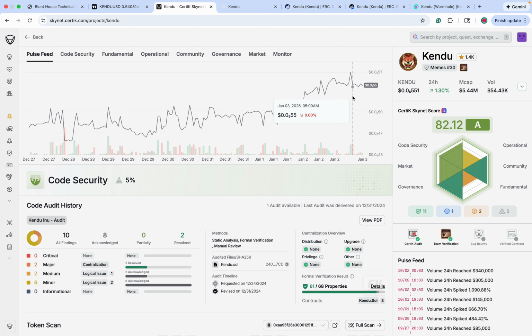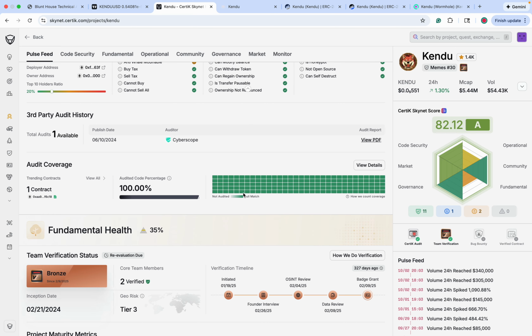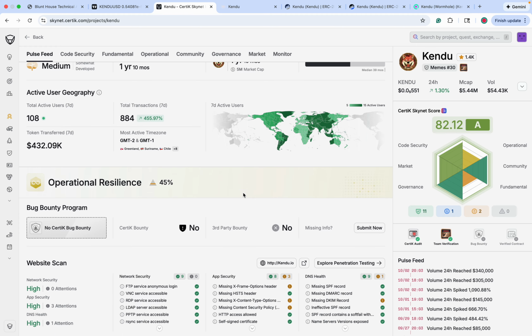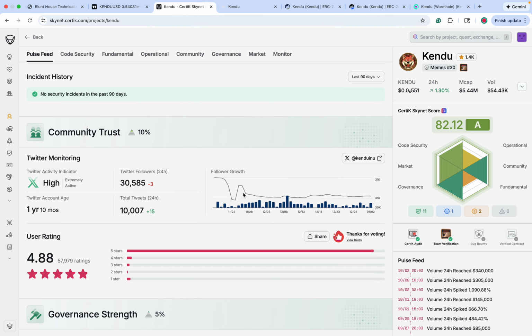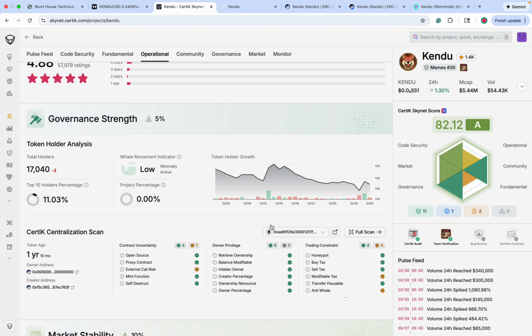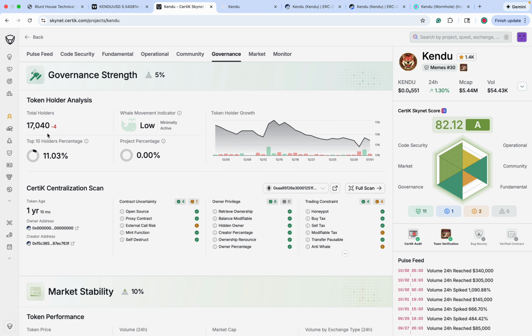We head over to our friend Skynet, and we've got the details of Kendu, where we worked as a community and got 50,000 plus votes. This is the second take, so I can't do a vote live, but we are extremely active with over 10,000 tweets on X in a 24-hour period. Yep, thanks for voting. I already voted.